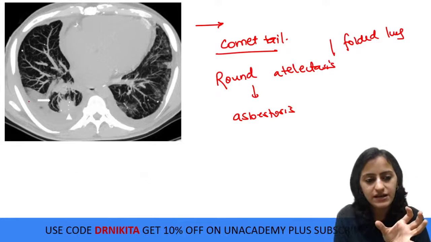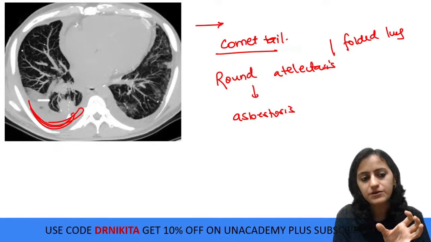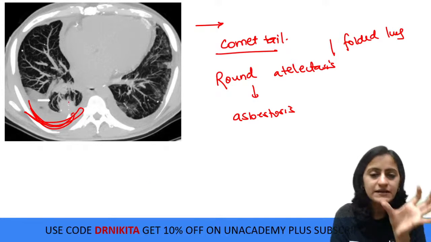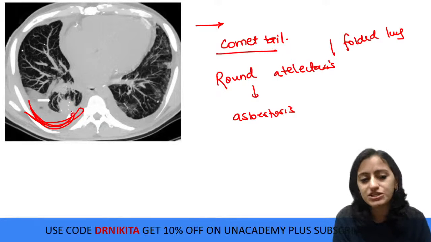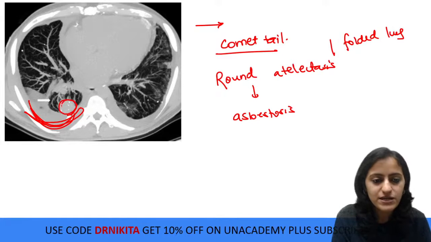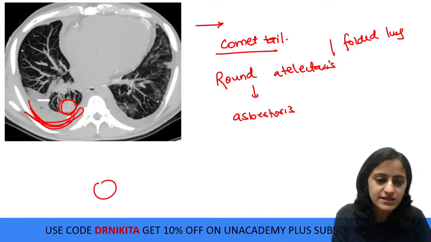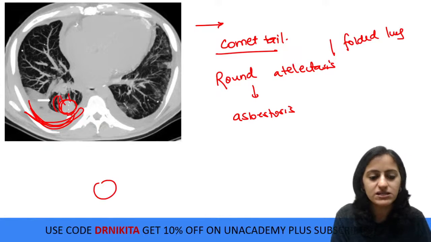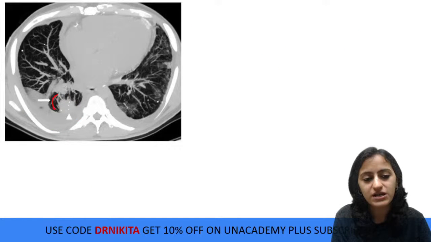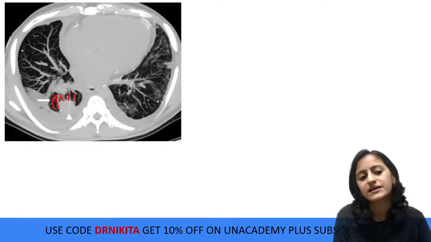So you have the area of pleural thickening. It causes the lung invagination, as it were. That is the rounded atelectasis. Collapse pulls the structures towards it. So all these which you see here are the vessels which are crowded towards this round atelectasis.